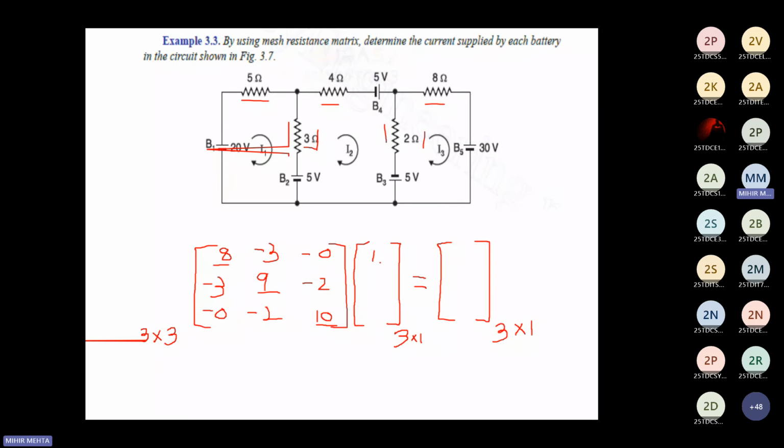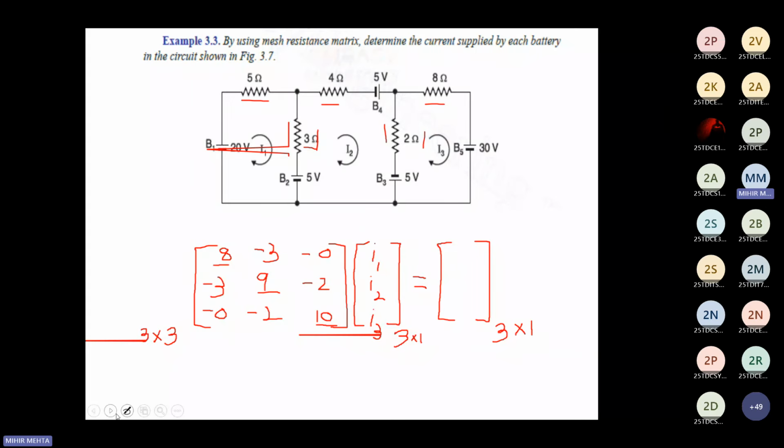This would be my I1. Next would be my I2. The last is I3. And now talking about the voltage vectors.